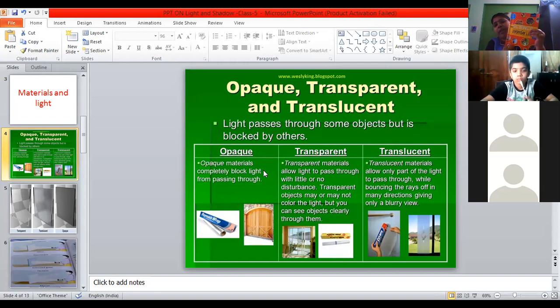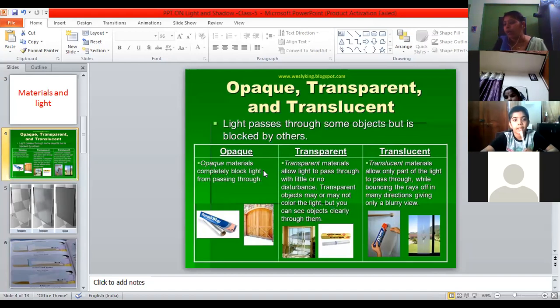Transparent or translucent or opaque? Opaque. Opaque materials, wood, rubber, plastic, all those will come under opaque. Some types of plastics also will come under transparent and translucent. Mainly wood, metals, paper, all these will come under opaque materials.